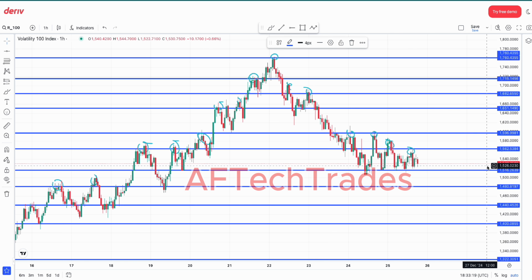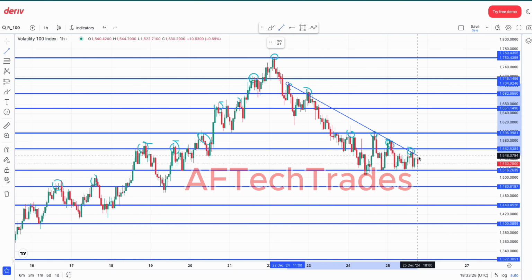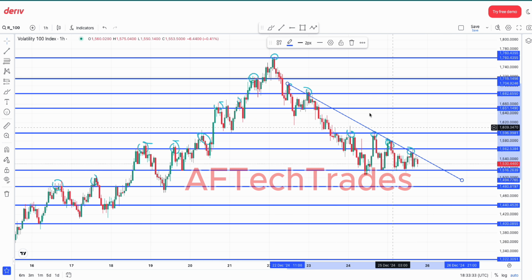After marking this zone, our next step is to get a trend line and mark anywhere we think the trend can touch. Just anywhere we think the trend can touch, we should mark it.